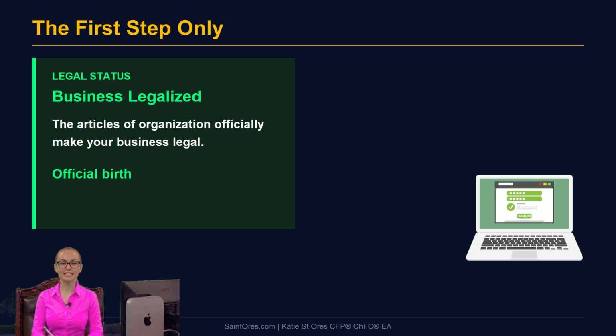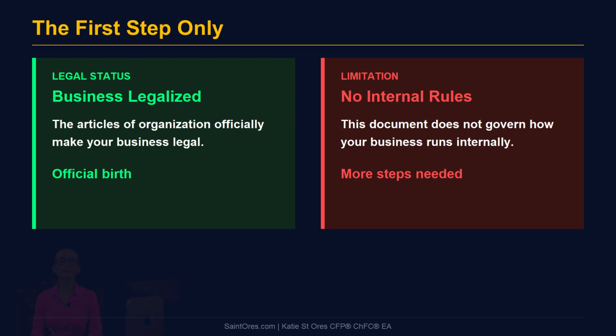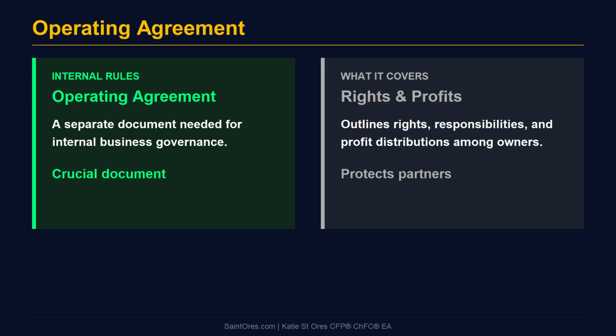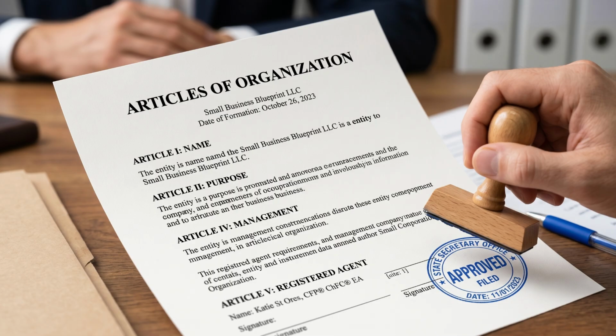While the Articles of Organization make your business legal, they do not govern how your business runs internally. For internal governance, you will need a separate document called an operating agreement. This document outlines the rights, responsibilities, and profit distributions among all the business owners. In episode 17 of the Small Business Blueprint, we discuss the operating agreement and why it is absolutely necessary even for single-member companies. Once your state government approves your articles of organization, you will receive a certified copy back.